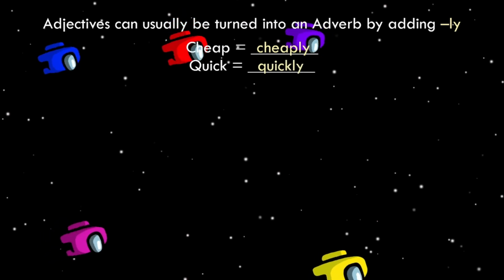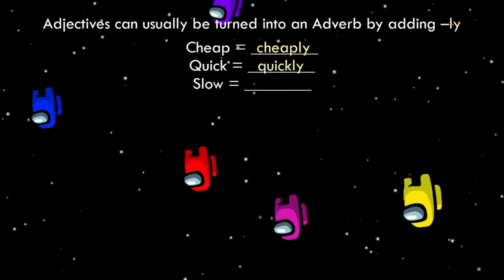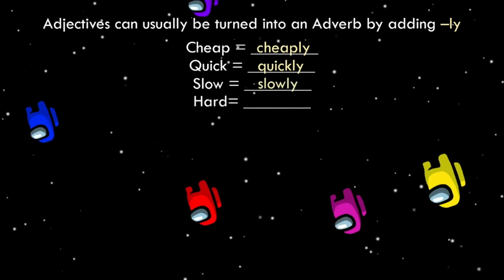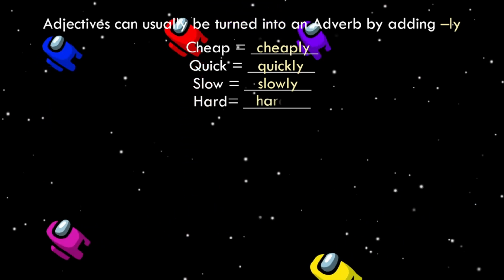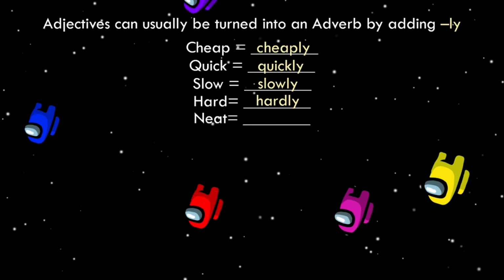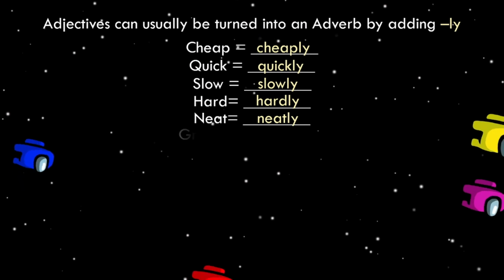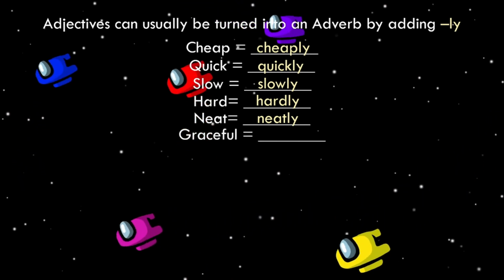Slow. What do you think is the adverb form of slow? You're correct. It is slowly. Hard. What do you think is the adverb form of hard? Good job. It is hardly. Neat. What do you think is the adverb form of neat? Excellent. It is neatly. Graceful. What do you think is the adverb form of graceful? Good job. It is gracefully.